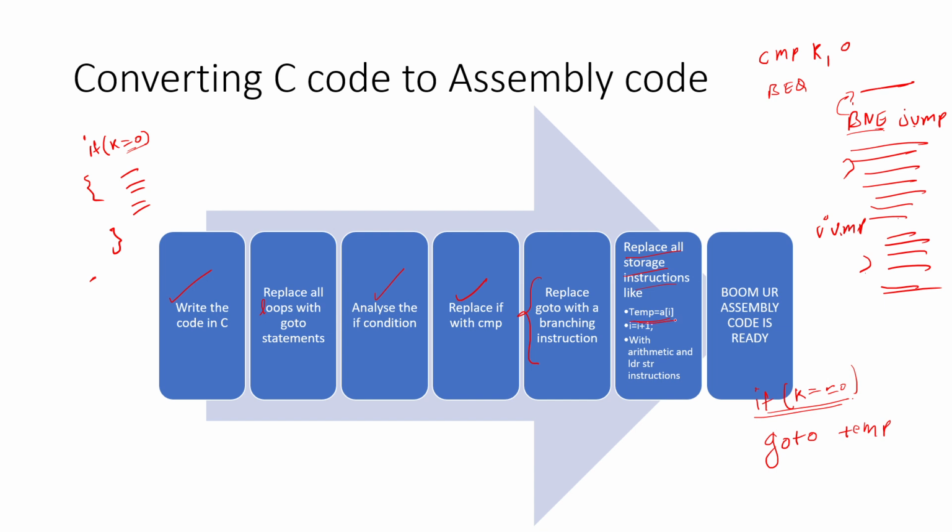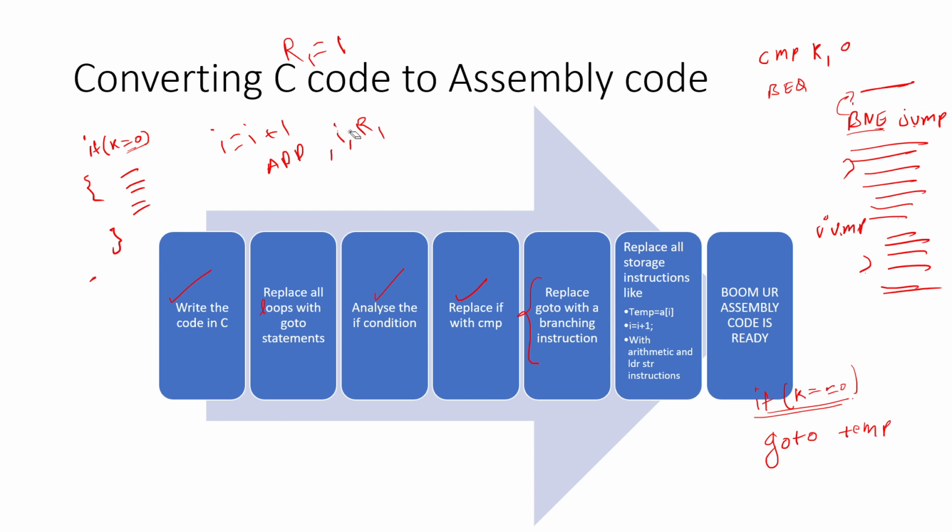Like for example, you have temp is assigned with a, I is assigned with I plus 1, with arithmetic instructions and load and store architectures. If you have something like I is assigned with I plus 1, you have to replace it with add I comma 1, something like this. Or instead of 1, you can keep r1, wherein you can assign r1 with, let's say, 1. This is just an example.